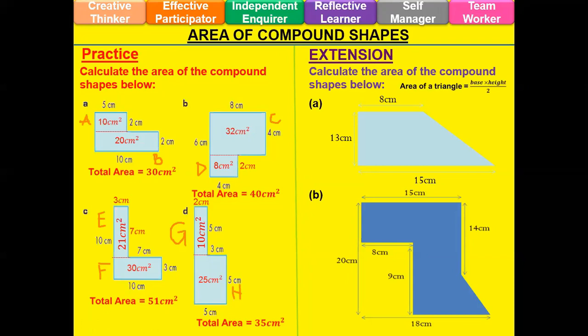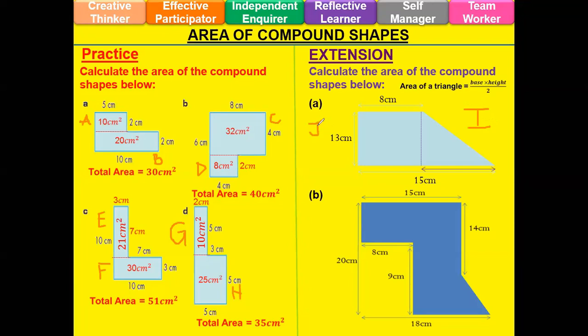We remember that the area of a triangle is half base times height. So we're going to name this I, this is our triangle. Now, our triangle I, how can we find out the base? How can we find the base of triangle I? What are we going to do?